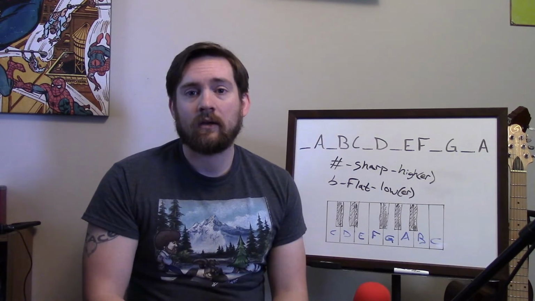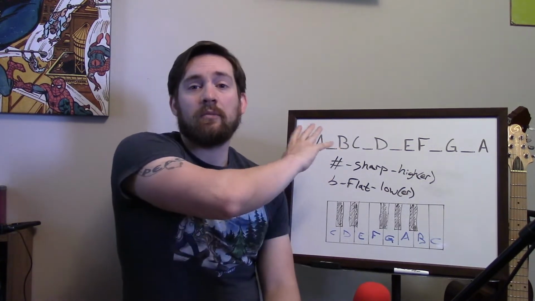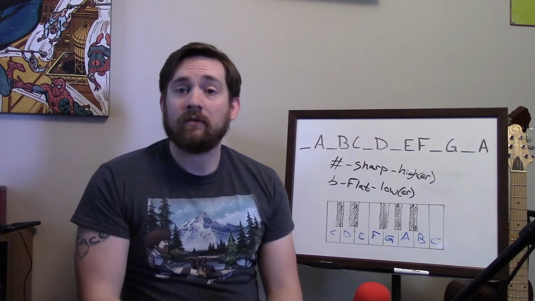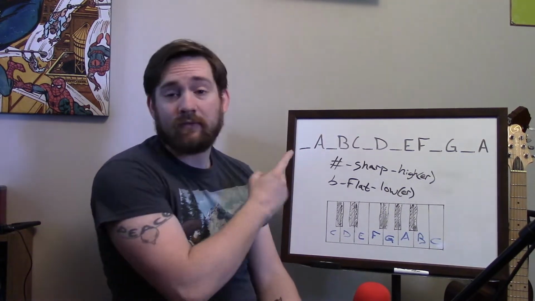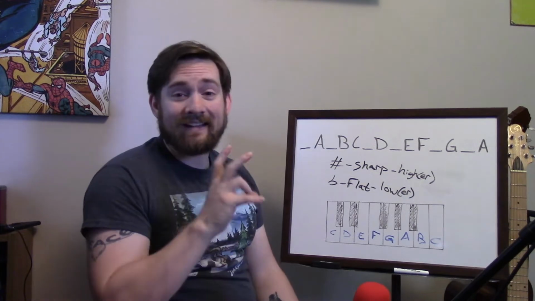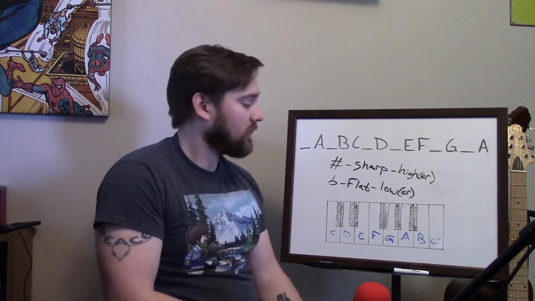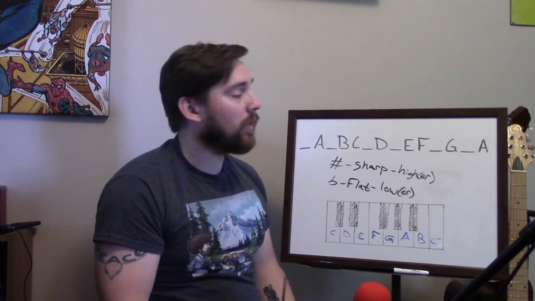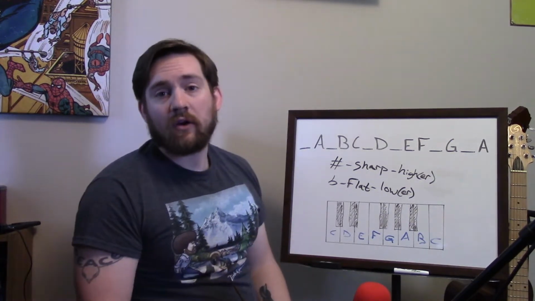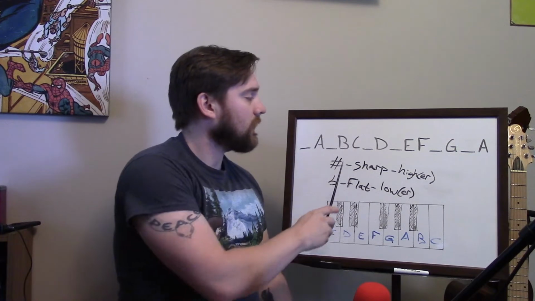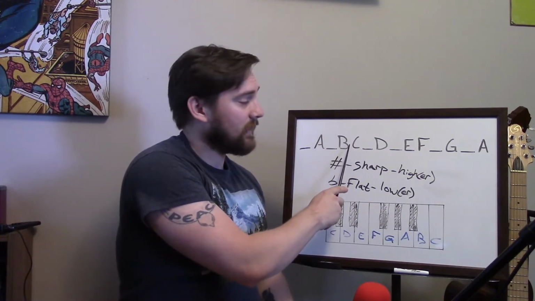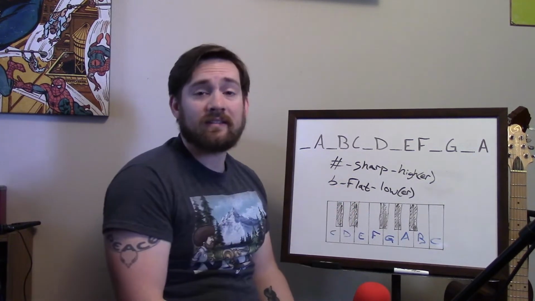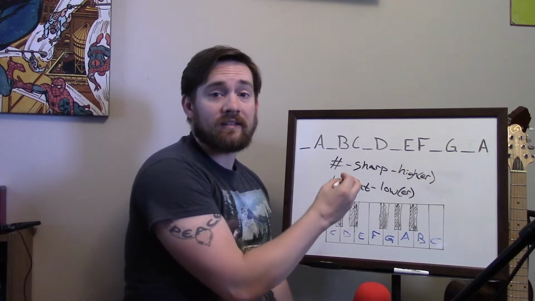So, how does this apply to the musical alphabet that we already have up here? Well, it fills in the gaps. These accidentals, these sharps and flats, are the black keys on our keyboard. So, let's start with sharps. If I have a C and I go to the note that is higher than C, I would call that C sharp.